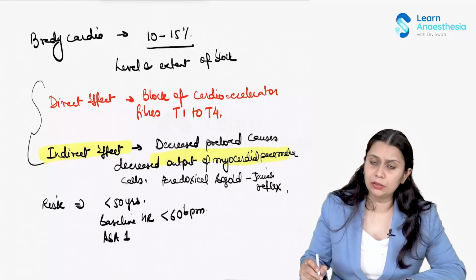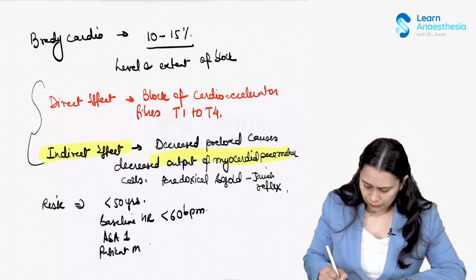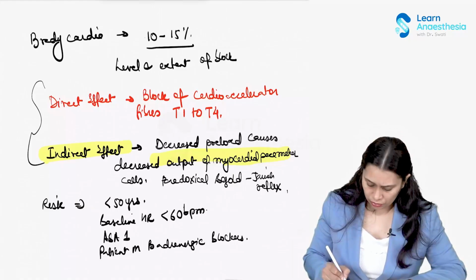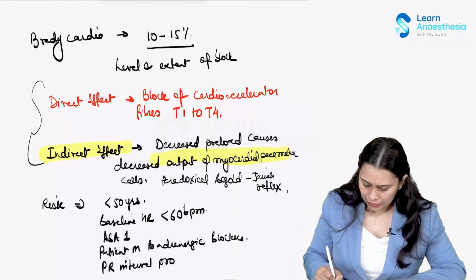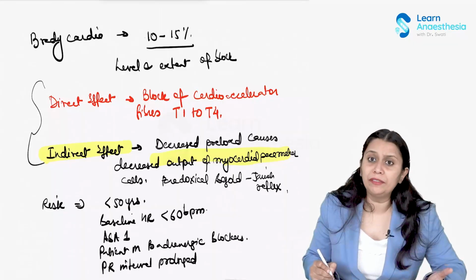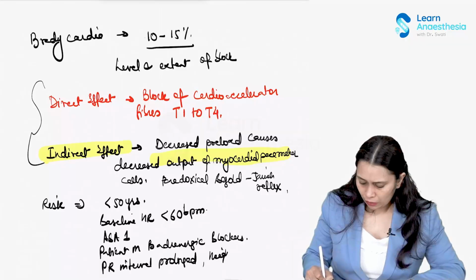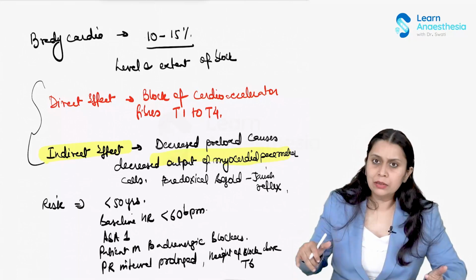Patients on beta adrenergic blockers. Okay. Then patients in whom the PR interval is prolonged. And if the height of the block is above T6, then the risk increases. Okay. So these are the risk factors.